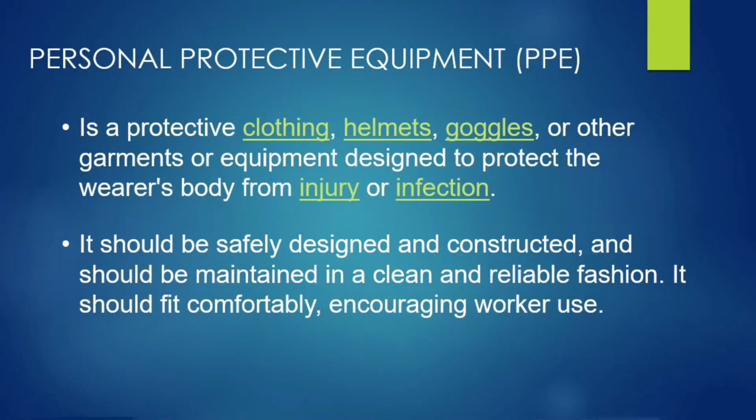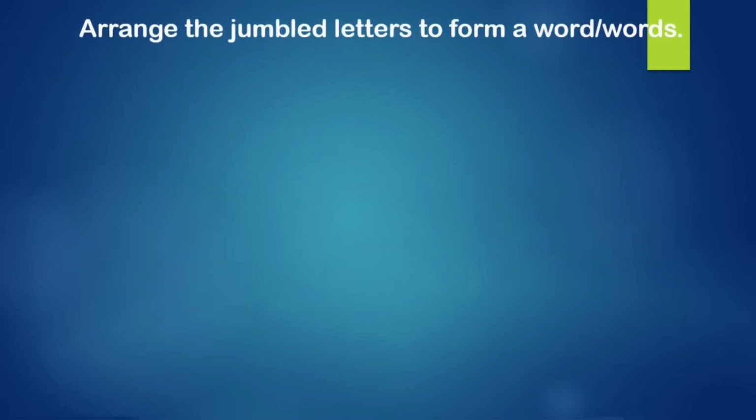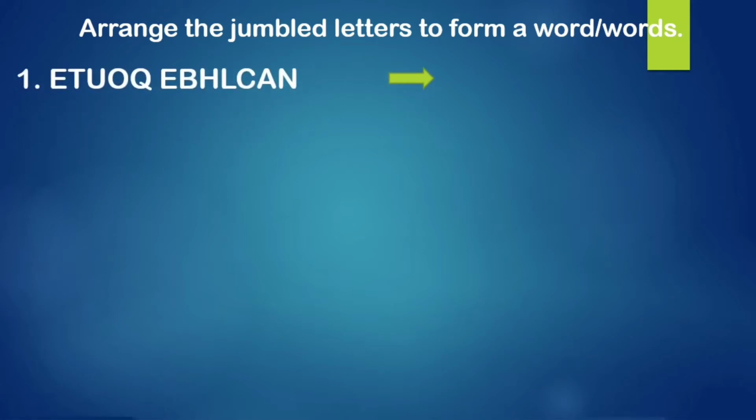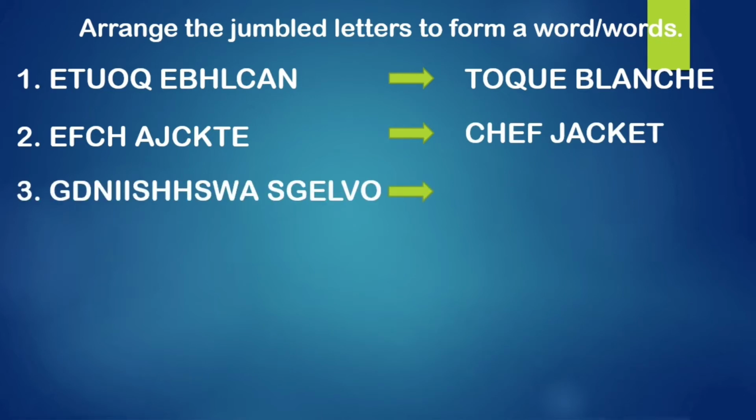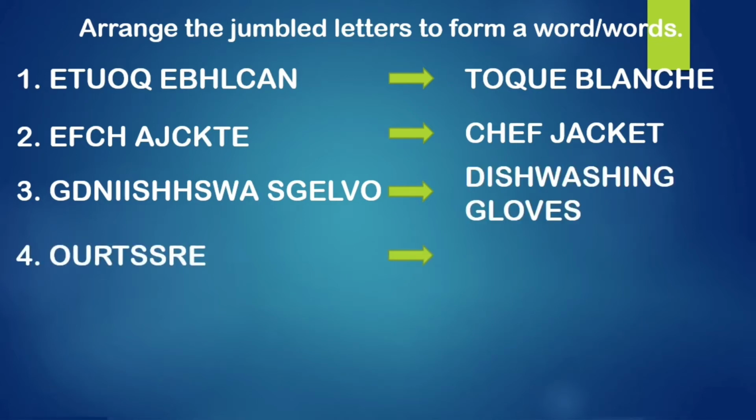I prepared an activity for you to think about. Arrange the jumbled letters to form a word or group of words. What are the words that you can form if you arrange those letters? Okay, toque blanc it is. Number 2 is a chef jacket. How about number 3? Number 3 is dishwashing gloves. What do you think about number 4? Okay, trousers. It is correct.